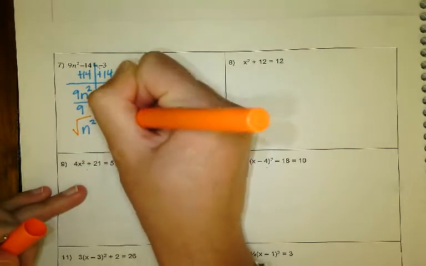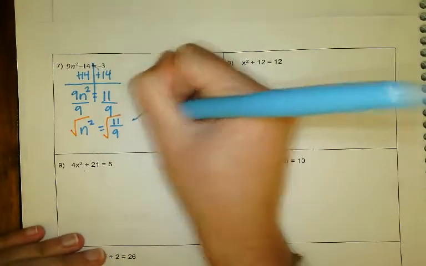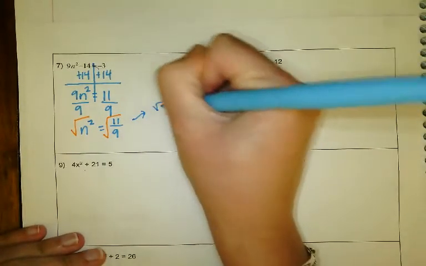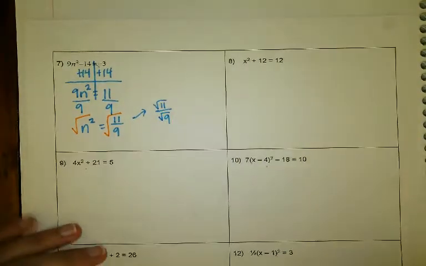Okay, now I can take the square root of both sides, and I'm going to think about this fraction as 2 separate square roots. I'm going to ask myself, can I simplify the top? Can I simplify the bottom?